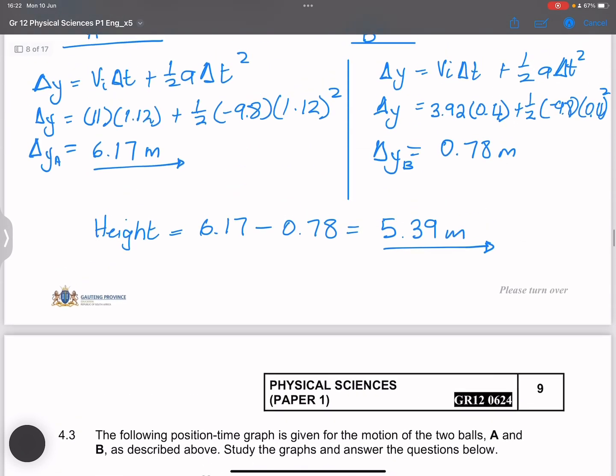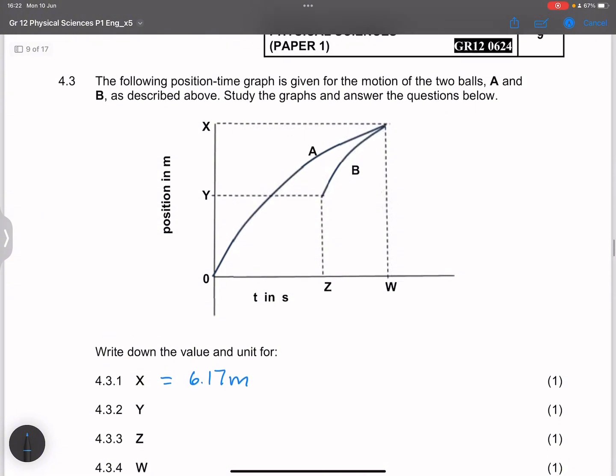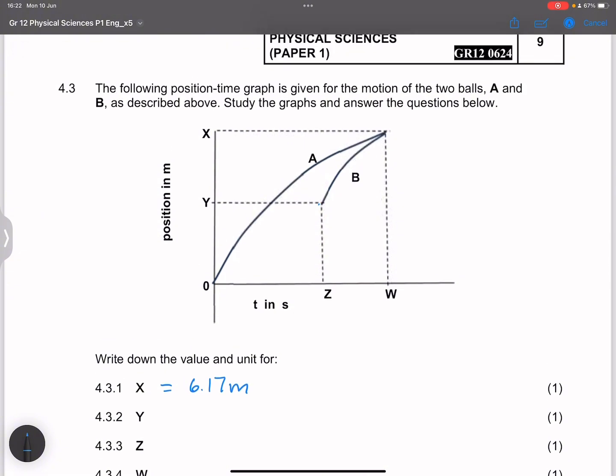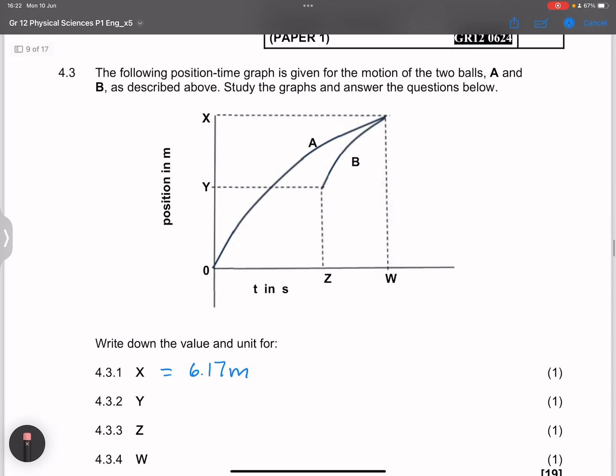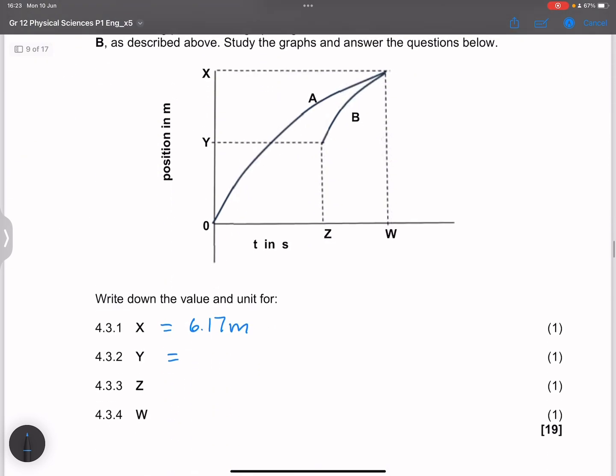We found that to be 6.17. So X would be 6.17 meters, right? Remember they said they wanted the unit as well, okay? And Y would be the height of the building. Remember, this is where we started throwing B from, okay? And we found that to be 5.39. That's also in meters.